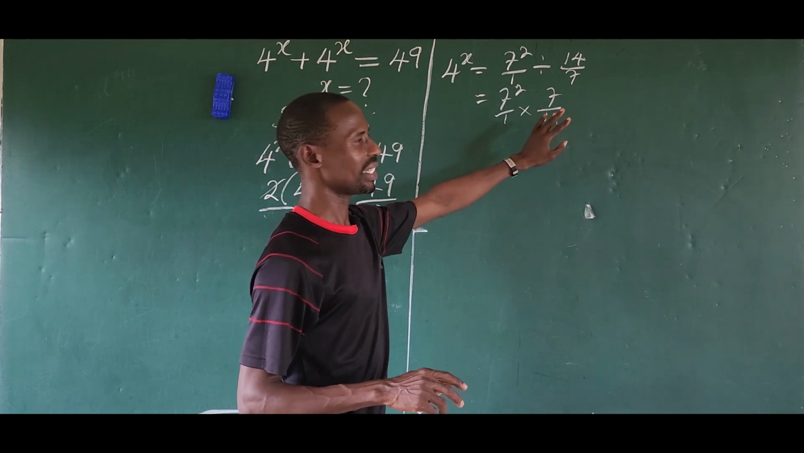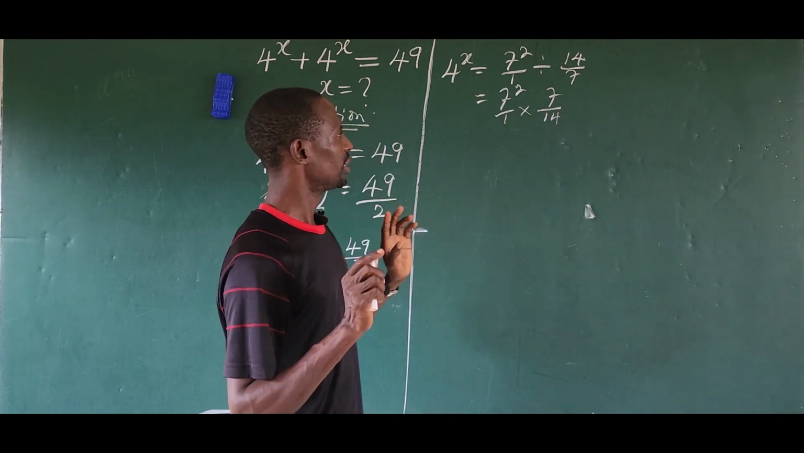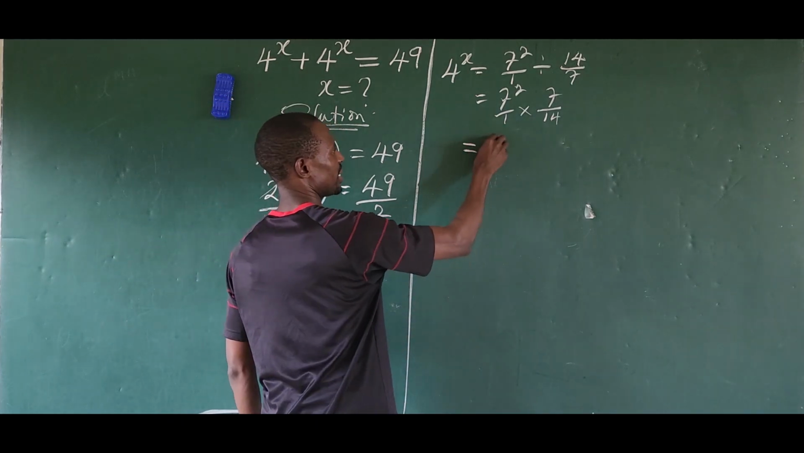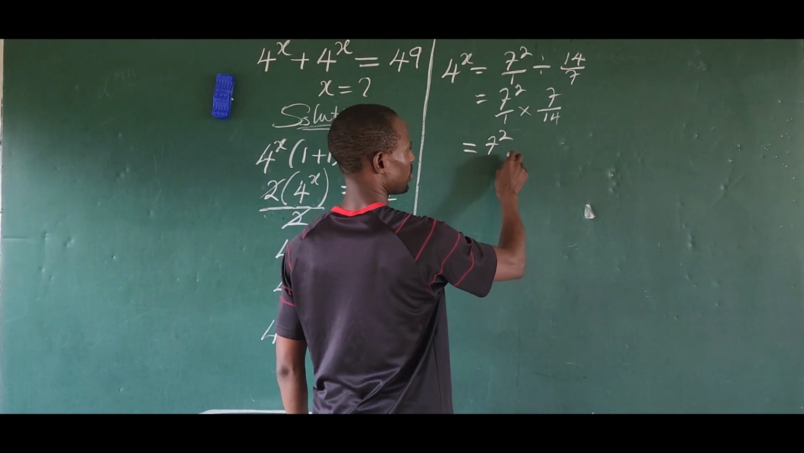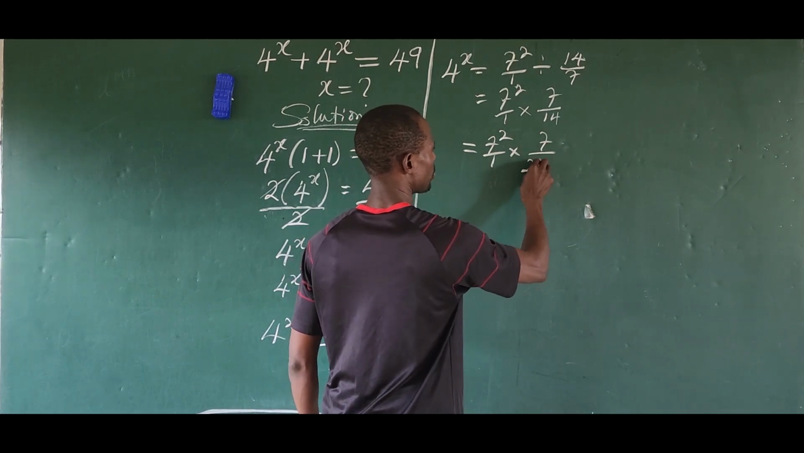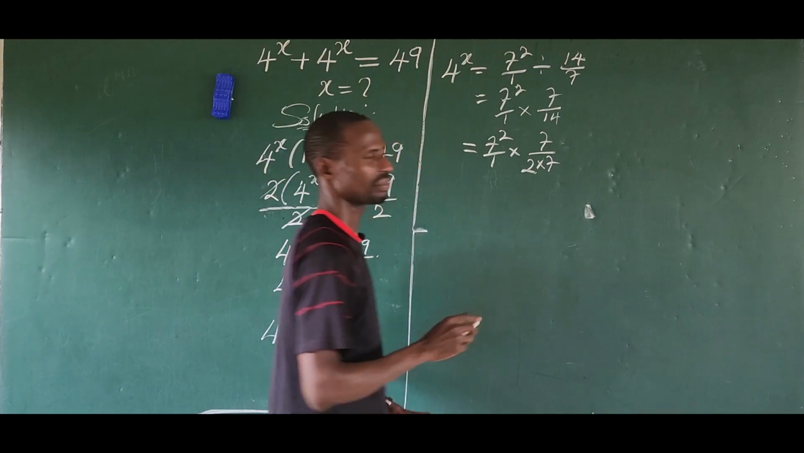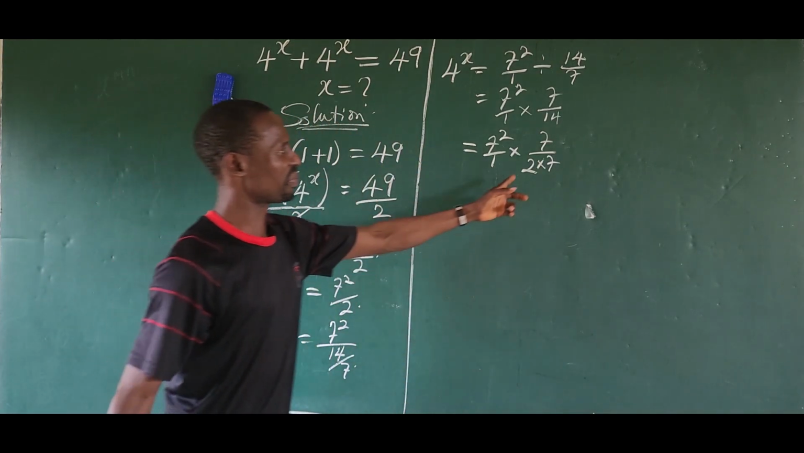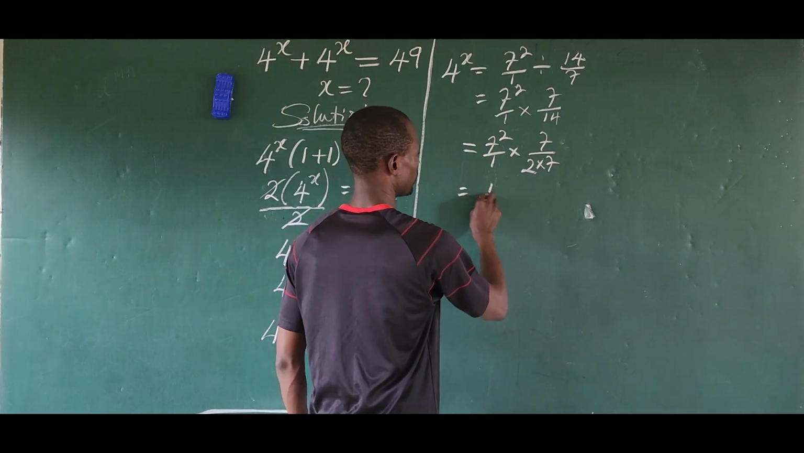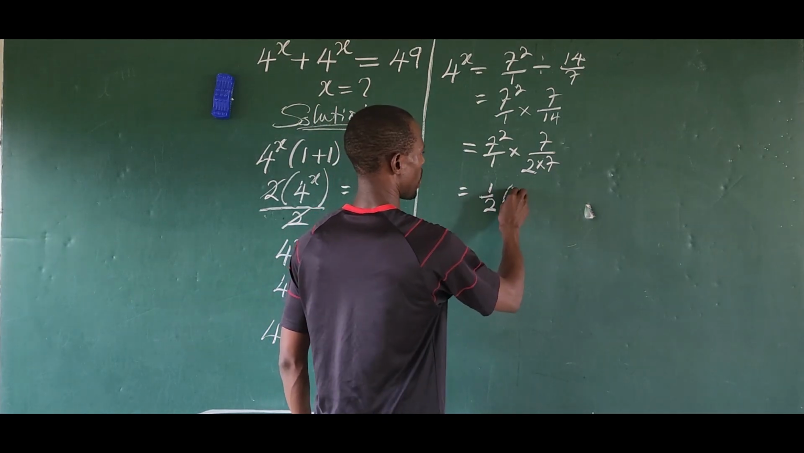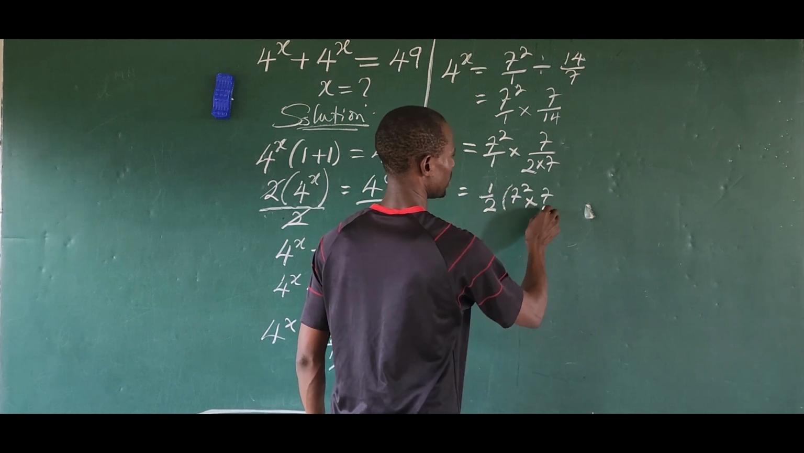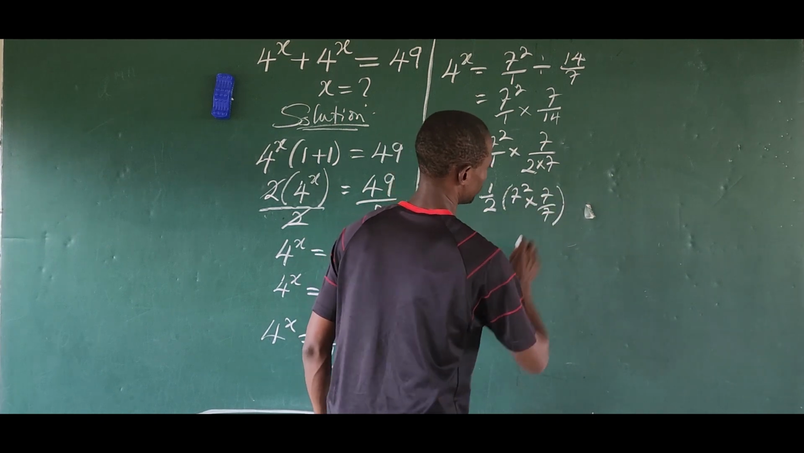14 is the same thing as 2 times 7. So if we rewrite it, this is going to give us 7 to the power of 2 all over 1 times 7 all over 2 times 7. Easy. So I want to bring out this 2 from the system here. This is going to give us 1 all over 2 times 7 to the power of 2, then times 7 all over 7.